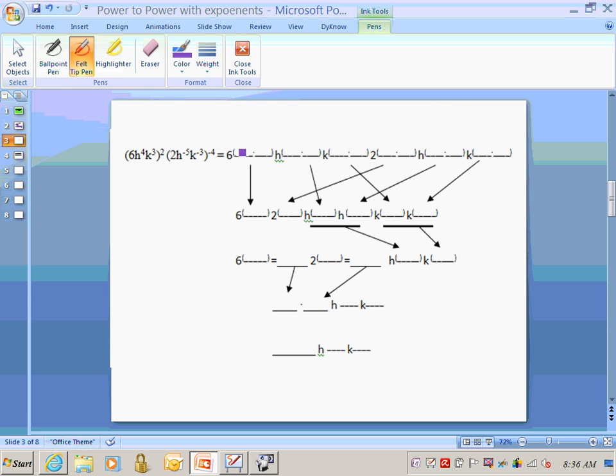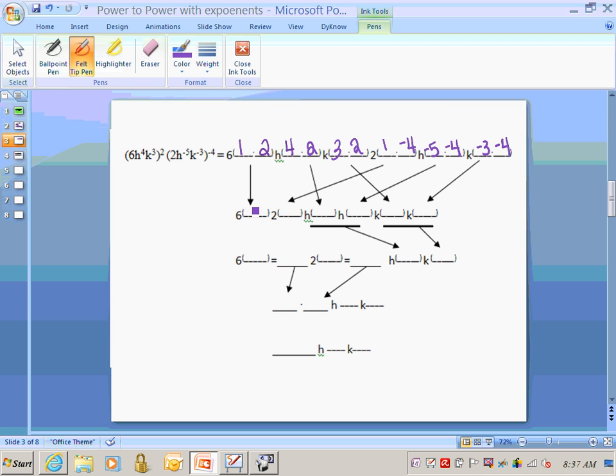So I have 6 to the 1 times 2. H to the 4 times, K to the 3 times 2. Now the second part, I have 2 to the 1 times negative 4. H to the negative 9 times, K to the times.